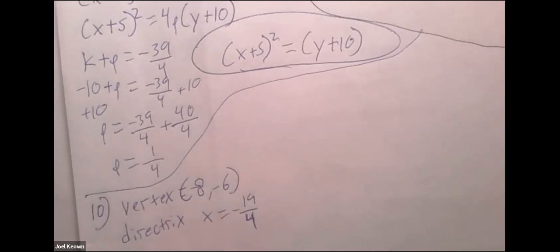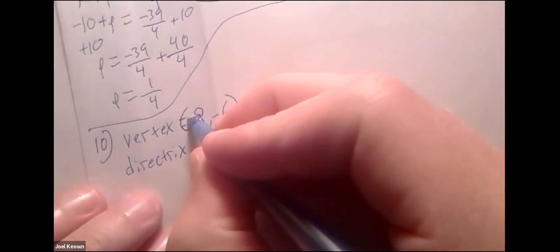All right. Okay. Moving on to number 10. We have vertex and directrix. Sorry, I didn't write that very well. But that is supposed to be -8, -6.